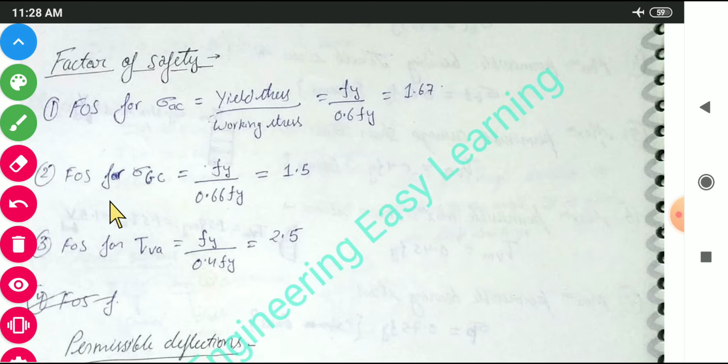Next, factor of safety for bending compression. It is Fy upon 0.66 Fy, that is 1.5. So this is for bending compression. And factor of safety for tau Va, that is average shear, it is 2.5.